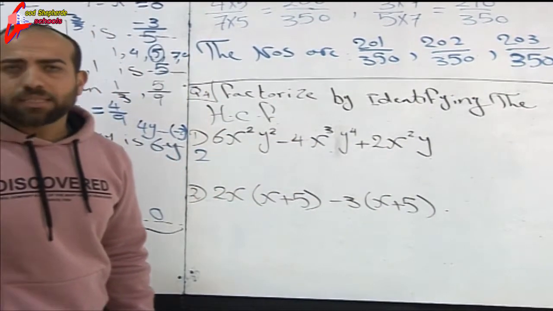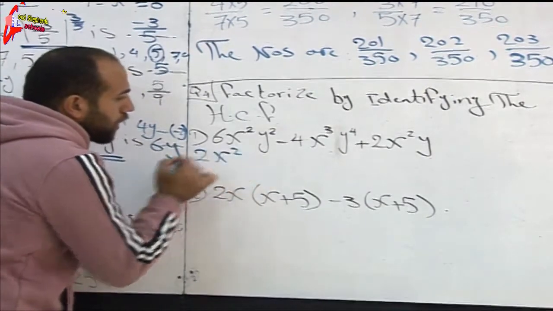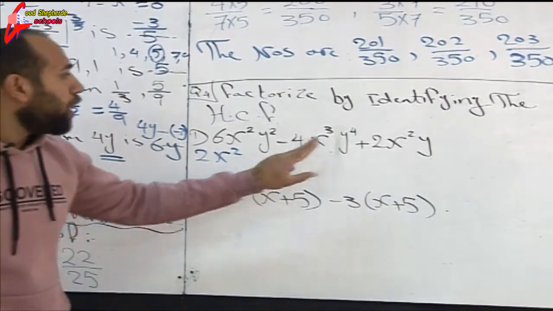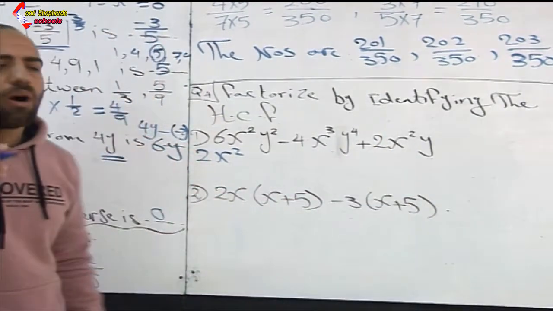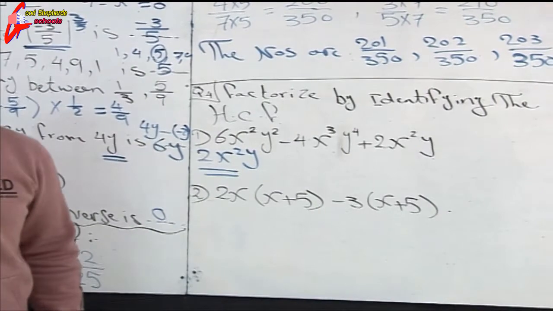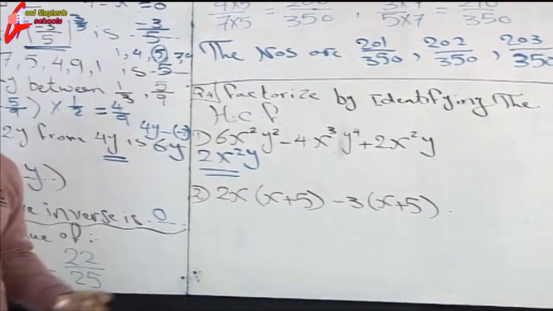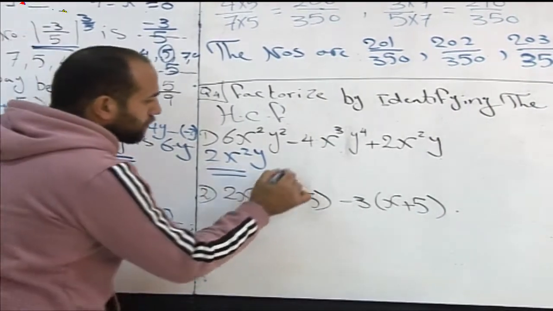Take the repeated symbol with the smallest power. So x^2. The same in y^2, y^4, y. So take y. This is called the HCF. So you have to divide all the terms of the expression by 2x^2y.